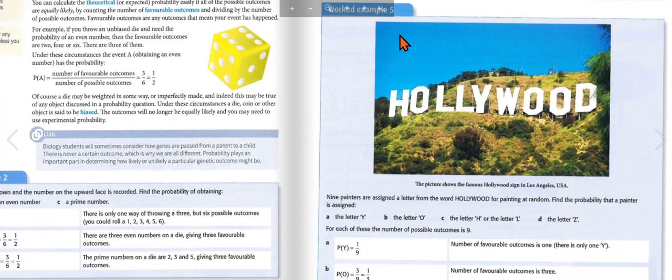Work example 5. 9 painters are assigned a letter from the word Hollywood at random. Find the probability that a painter is assigned the letter Y, the letter O, the letter H or L, and the letter Z. For each of these, the number of possible outcomes is 9.